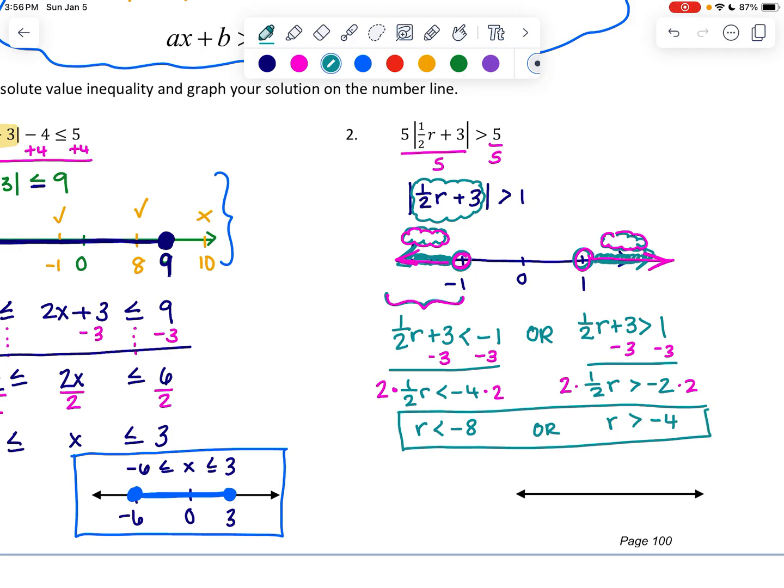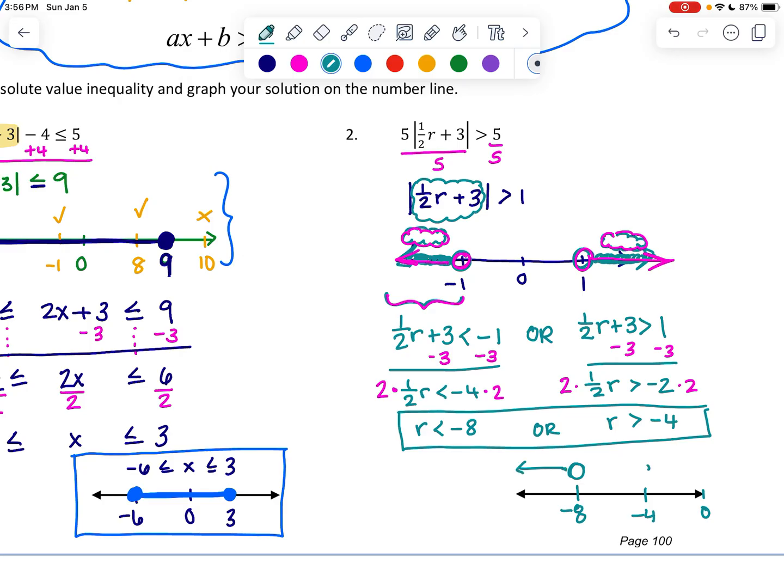Now we're going to put these on our number line. So my two boundary points are -8 and -4. If you think about a number line, -8 is going to be farther to the left than -4. 0 is going to be over here. We're kind of zoomed in and scooted to the left of our number line. Okay, less than -8, less than is not equal to, so open circle, we're going to go to the left.